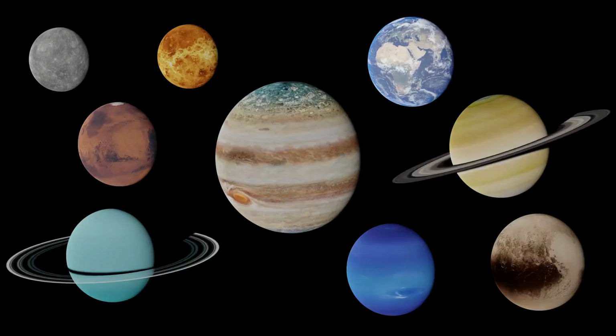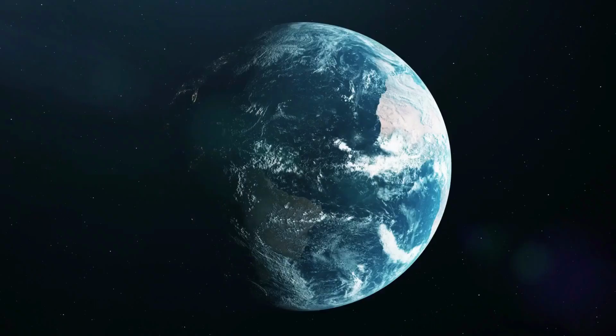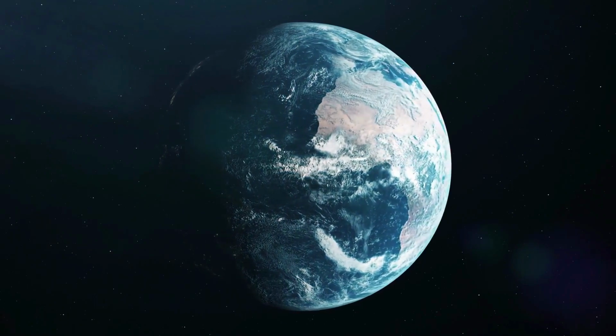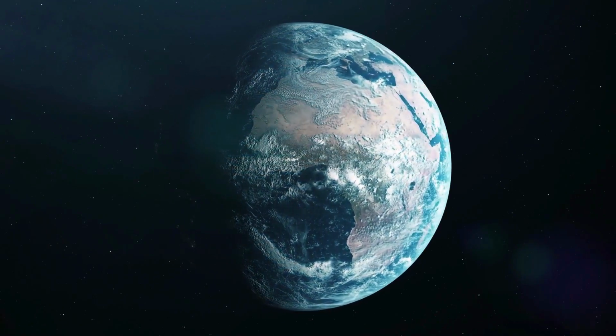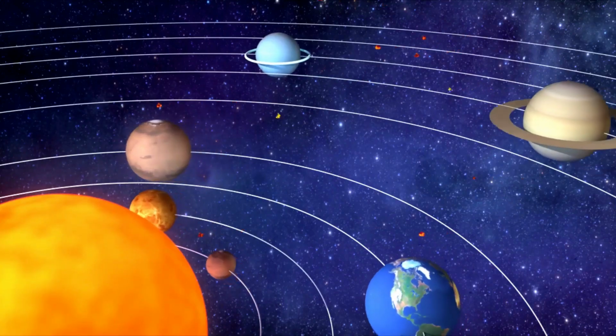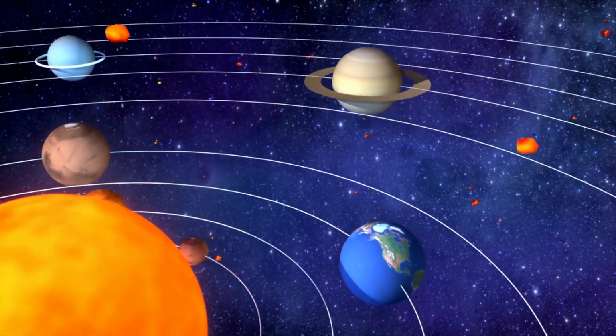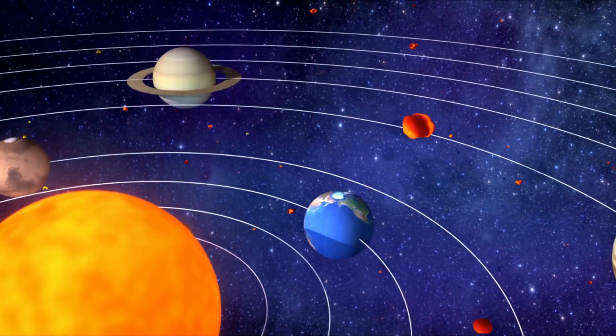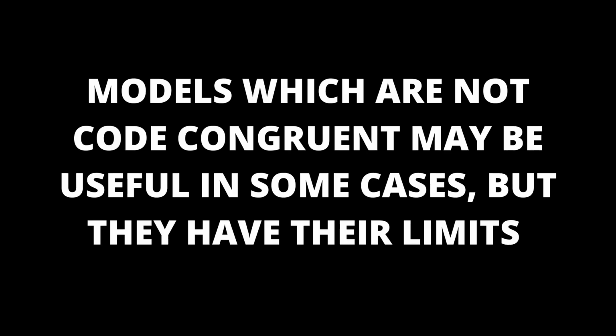An example of code congruency is the path of the planets. When people believed that Earth was the center of the solar system, they had to come up with complicated math equations to account for the movements of the other planets. When things changed and the sun was placed at the center, the math became a lot simpler and more elegant. Models which are not code congruent may be useful in some cases, but they do have their limits.